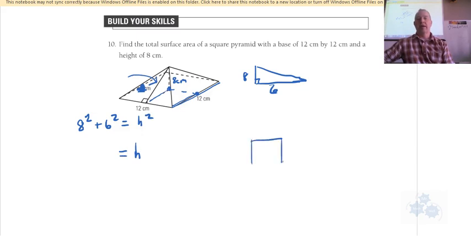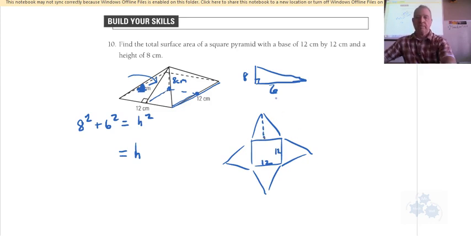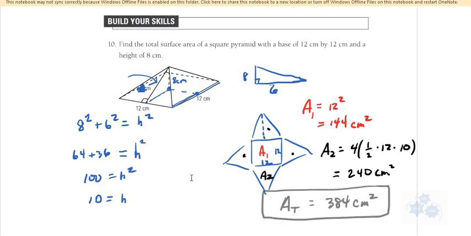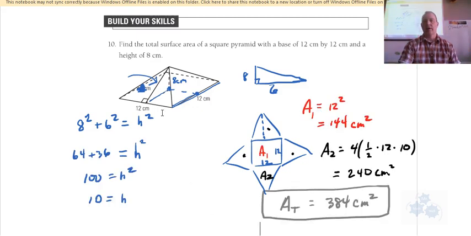Okay, so I'll just draw a net over here for you. You guys go ahead and continue on that. All right, so this should be your answer for number 10. If 8 is the overall height here, we have to find what the slant height would be. It would be 10 centimeters, which would give us a total of 384 centimeters. That's what you should get for number 10 as you finish that.